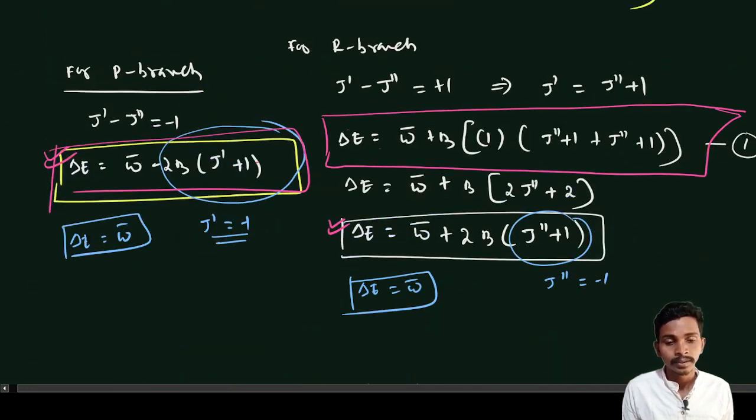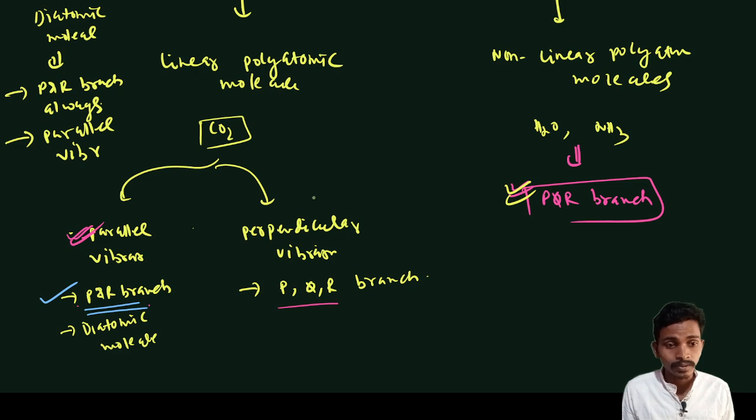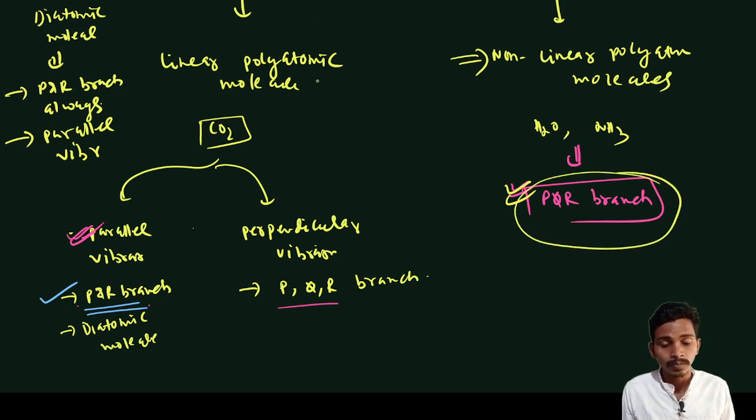So these are about the P, Q, R branches, linear molecules and non-linear molecules. And for non-linear molecules, we say that they have both parallel and perpendicular vibrations. So whenever we are discussing non-linear molecules, we always get PQR branch. And for linear polyatomic molecules, if we have the parallel vibrations, then we will get PR branch. And if it has the perpendicular vibration, then we will get PQR branch. And for linear diatomic molecules, always P and R branch. So today up to this, thank you.